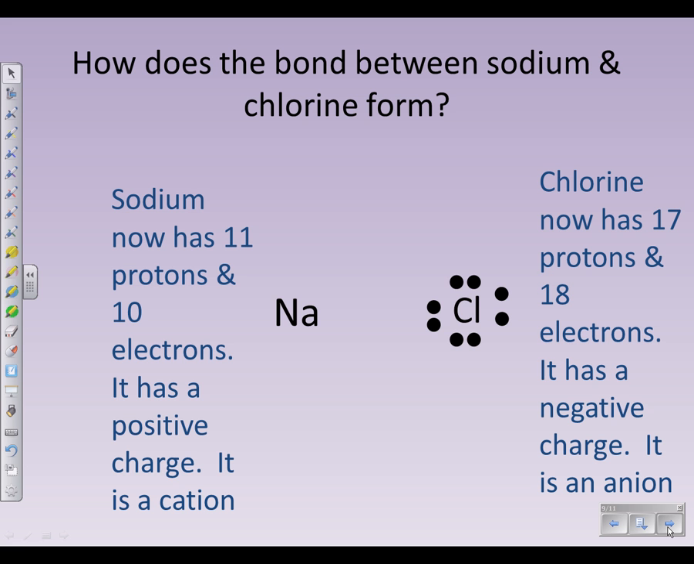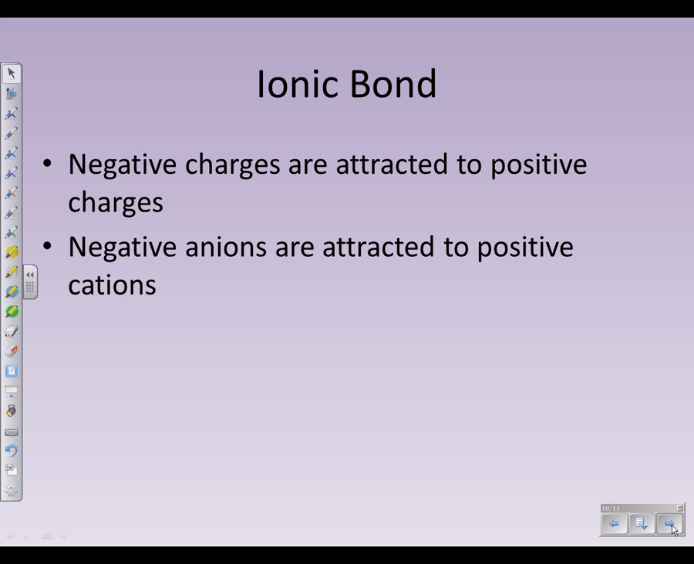What do positive charges and negative charges do to each other? They attract each other. What's the very first thing that you wrote down today? Go back to the beginning page. A bond is an attractive force that holds atoms together. An ionic bond is formed when negative charges are attracted to positive charges. Negative anions are attracted to positive cations.